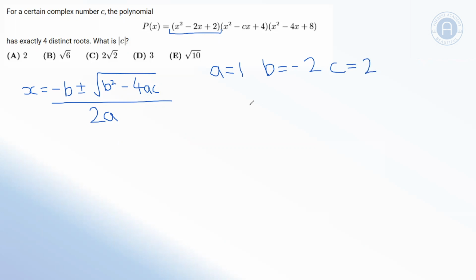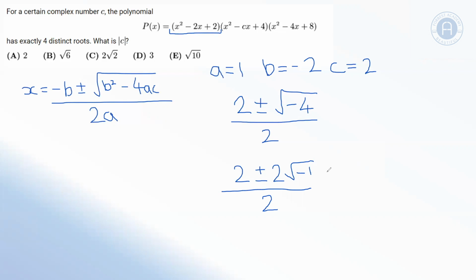If we put this into our quadratic formula, we're going to get 2 plus or minus the square root of -4 all over 2. Now we can simplify the square root to give us 2 plus or minus 2 square root of -1, over 2. And this will cancel down to 1 plus or minus i, where i is the square root of -1. So those are our first 2 distinct roots, 1 plus i and 1 minus i.